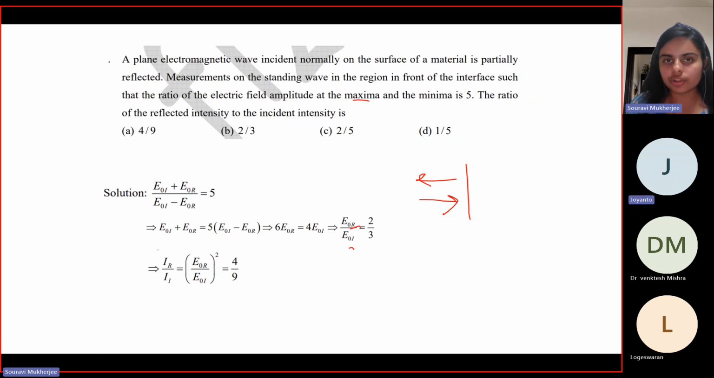This is not just true for light or any electromagnetic wave. This would be true for any wave. When you have standing waves being formed, this is how you would get the maxima and the minima.